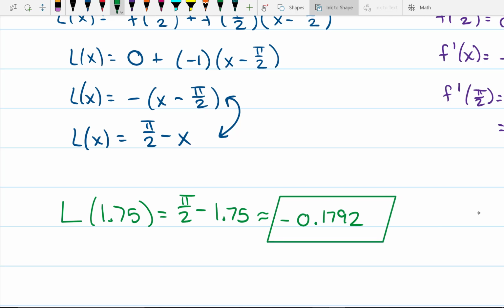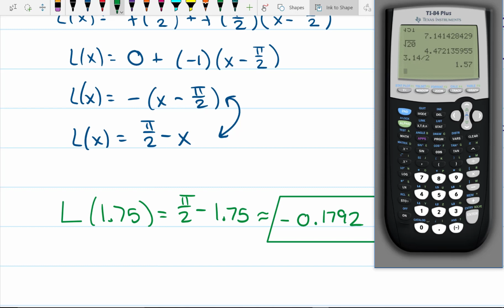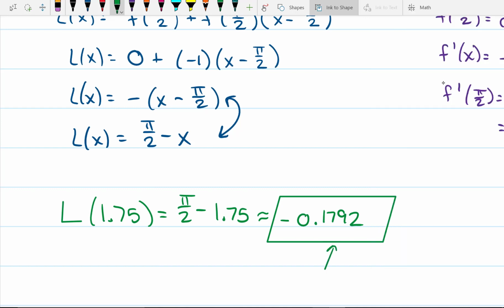The last thing we have to do then is check that on a calculator, make sure we're close. Make sure that your calculator is in radians mode. So go into mode, make sure you have it on radian, otherwise you're going to get the wrong answer. Let's type in cosine of 1.75, and you get negative 0.178, which is very close to the answer we got. And that's all there is to it.